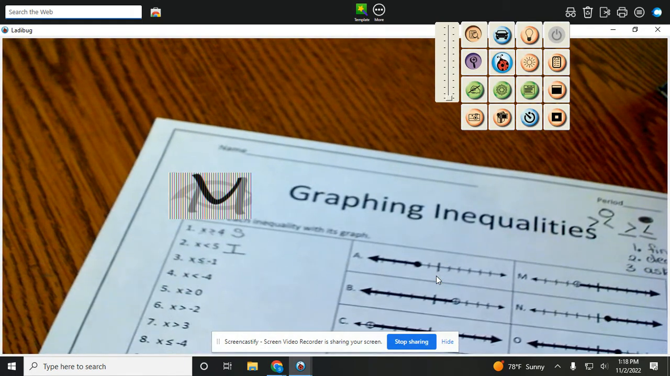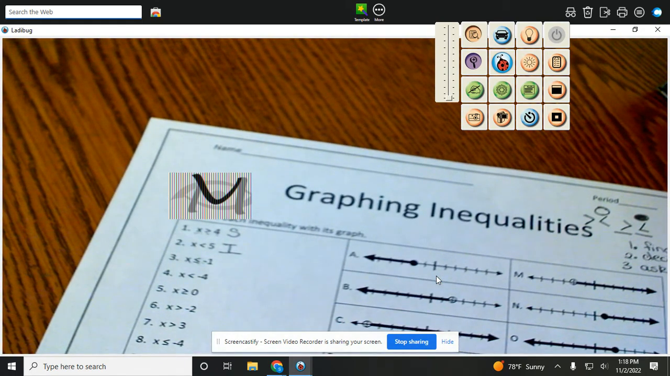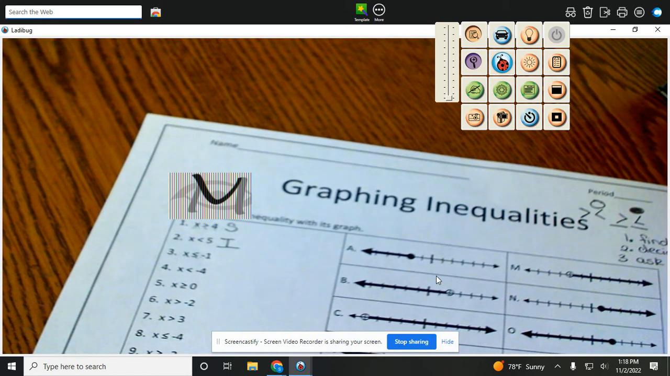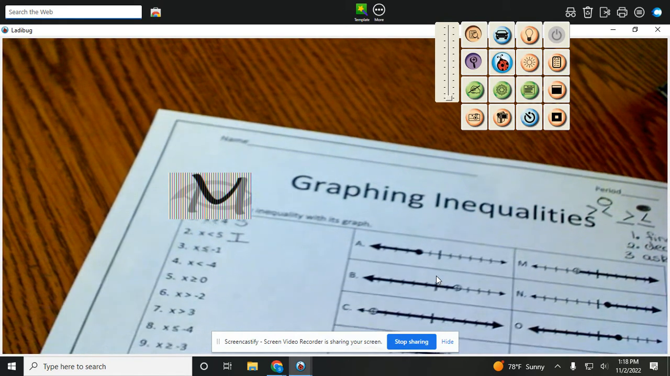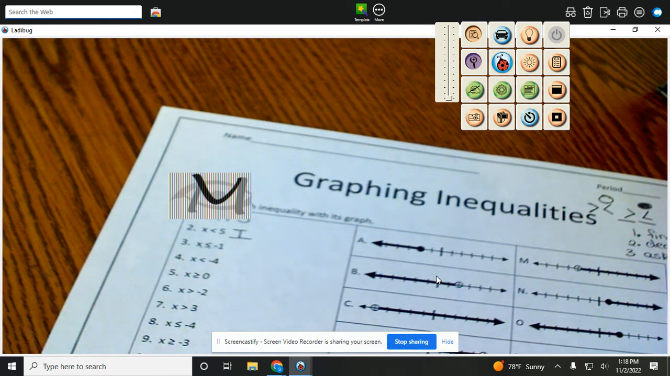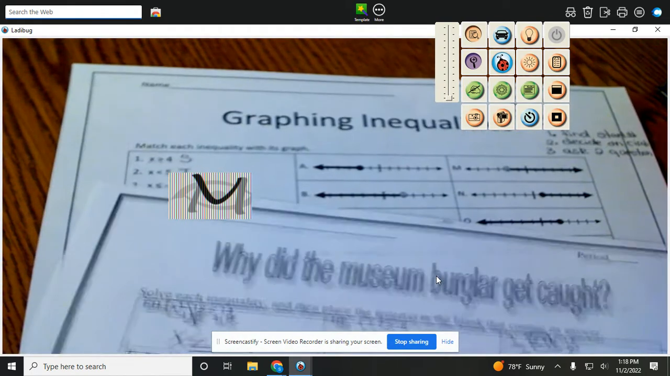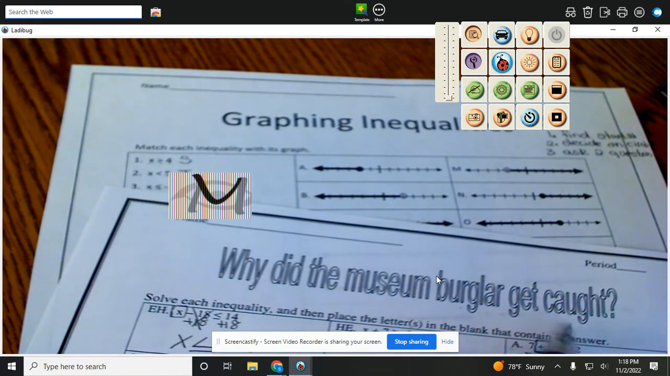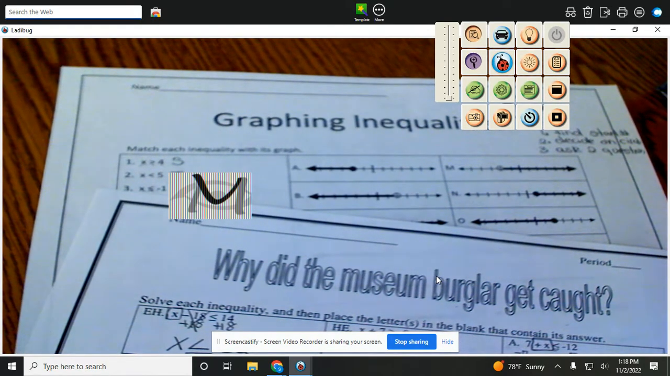This is very basic stuff that we're doing today. Like I said, tomorrow we're going to add upon it. But go ahead and work your way through the rest of the inequalities worksheet, as well as the why did the mommy burglar get caught. Email me with any questions.